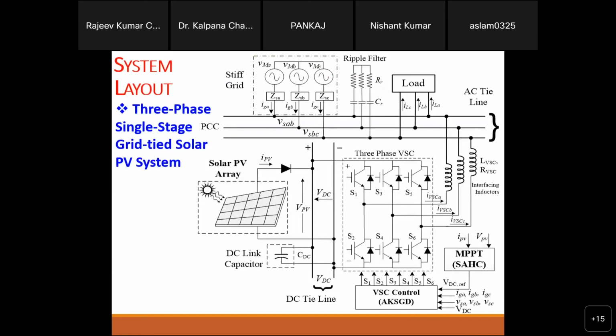And the magnitude we can set accordingly, whatever amount of reactive power we are going to supply inside the grid. So this converter will start generating that type of current. So current reference modulation is important here.